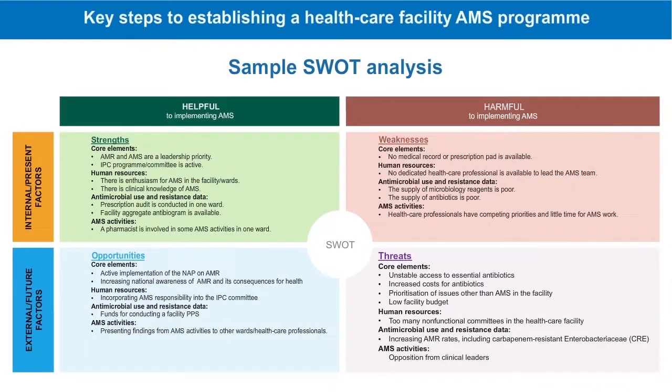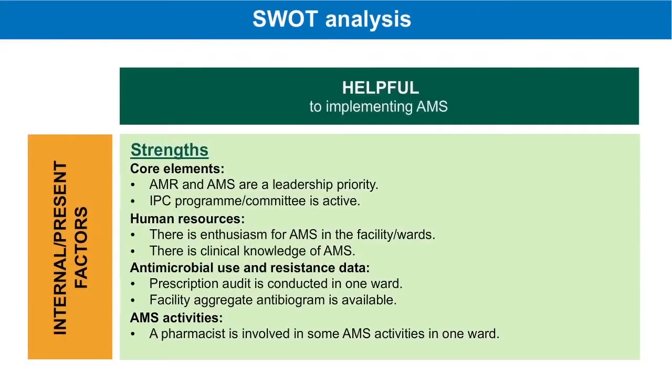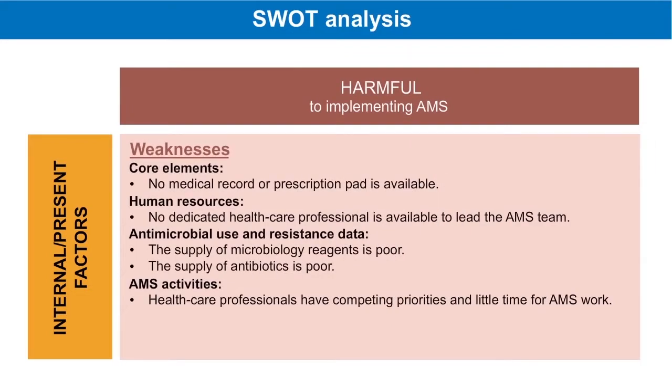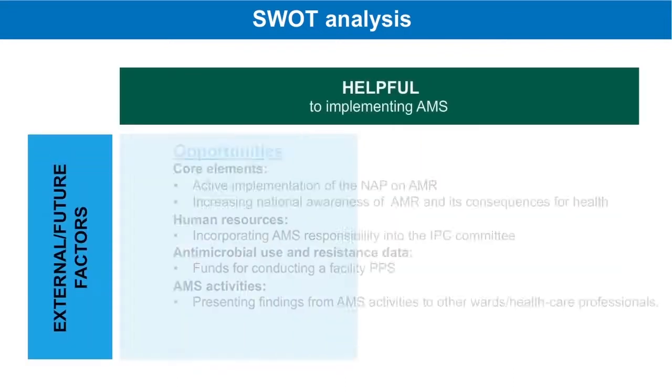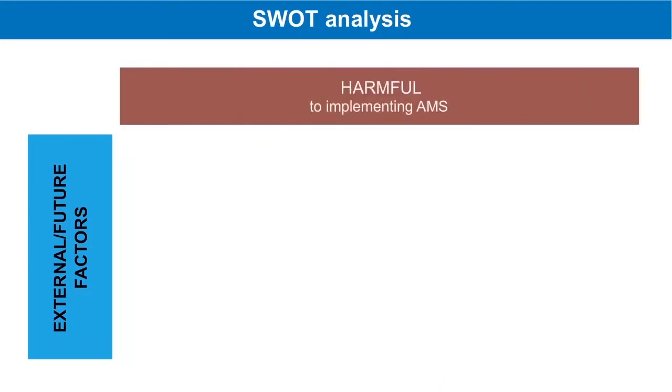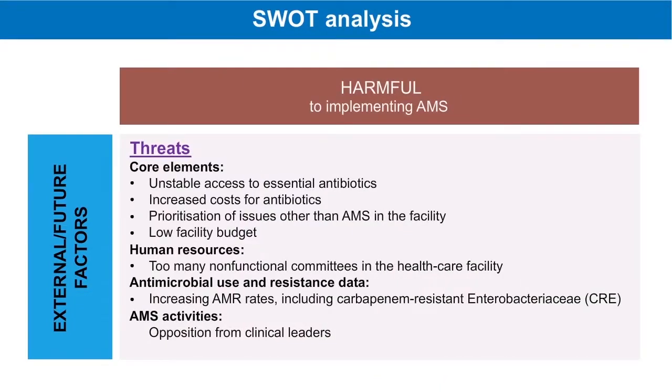This is an example of a SWOT analysis for planning an AMS program in a healthcare facility. In this quadrant, specify the strengths in the form of internal or present factors that are helpful to implementing AMS. Then identify the weaknesses in the form of internal or present factors that are harmful to implementing AMS. Next, identify the opportunities in the form of external or future factors that are helpful to implementing AMS. Finally, determine the threats in the form of external or future factors that are harmful to implementing AMS.